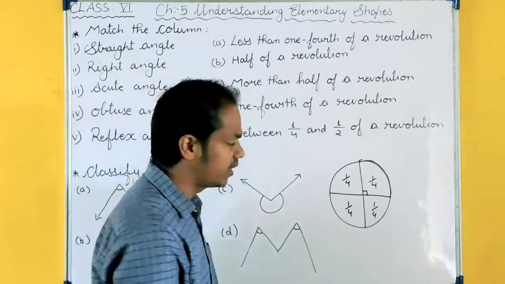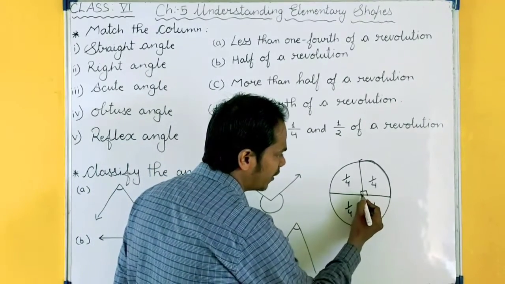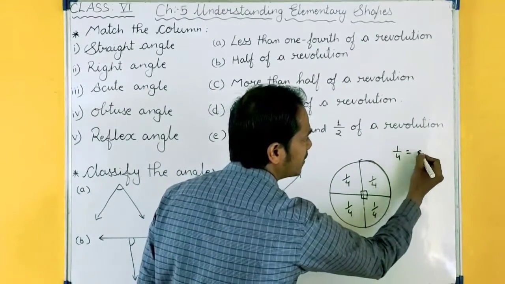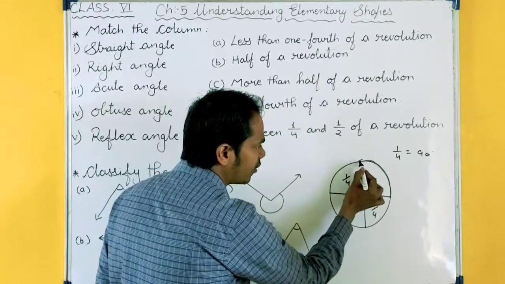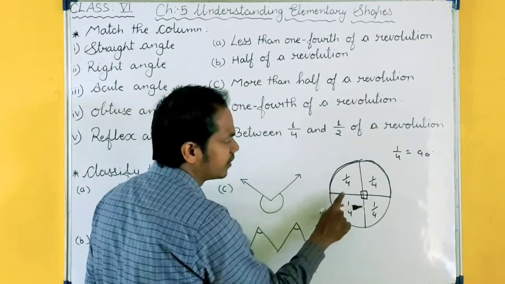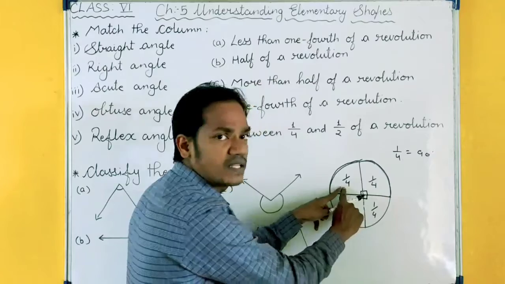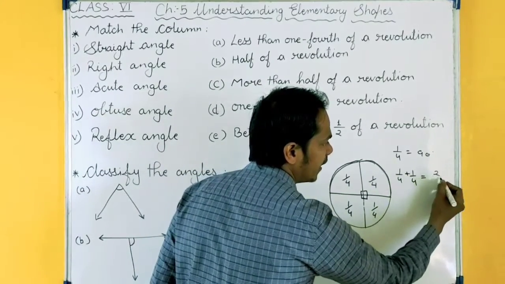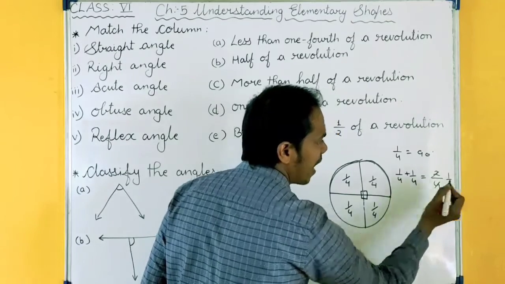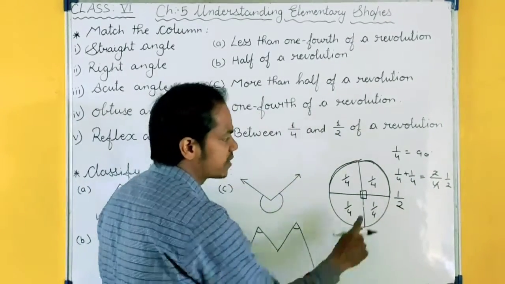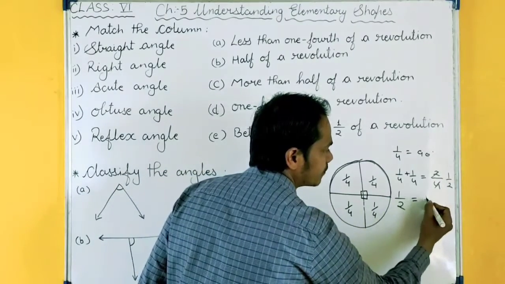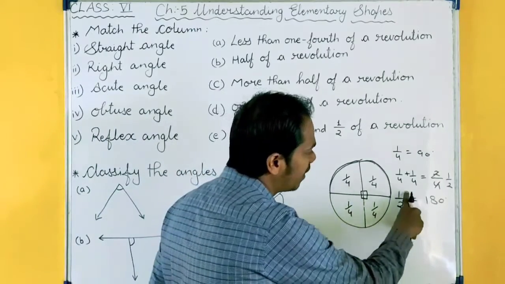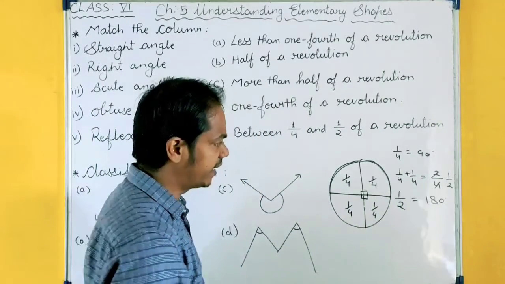1/4 of a revolution means 90 degree. All your quadrants make 90 degree. Again when you move from here till here, this is again 1/4. 1/4 plus 1/4 is equal to 2/4, and when you reduce it, it becomes half. So half of a revolution means 90 plus 90, 180 degree.